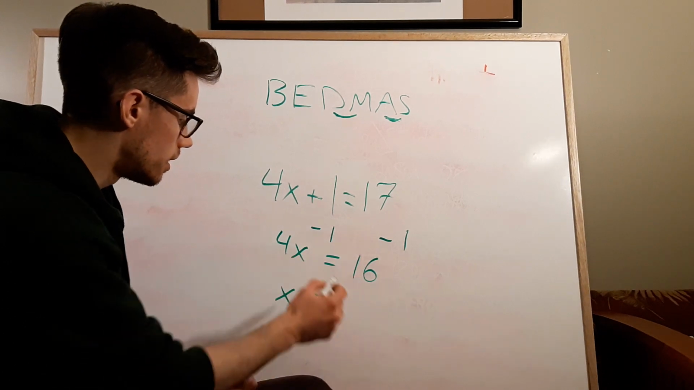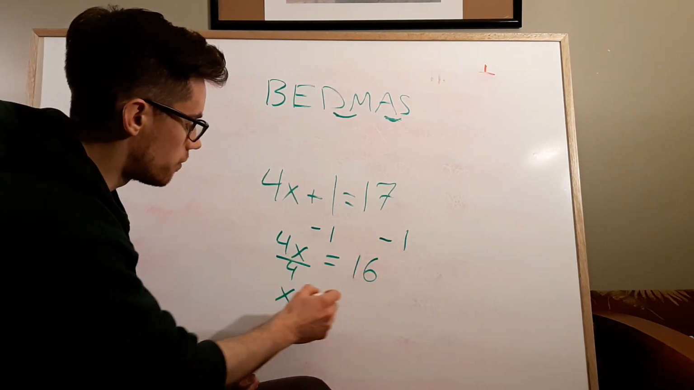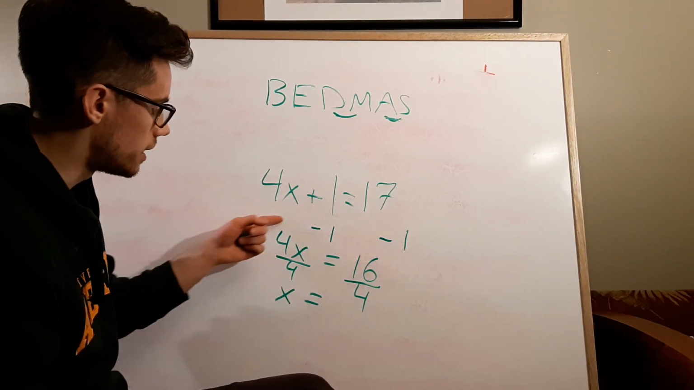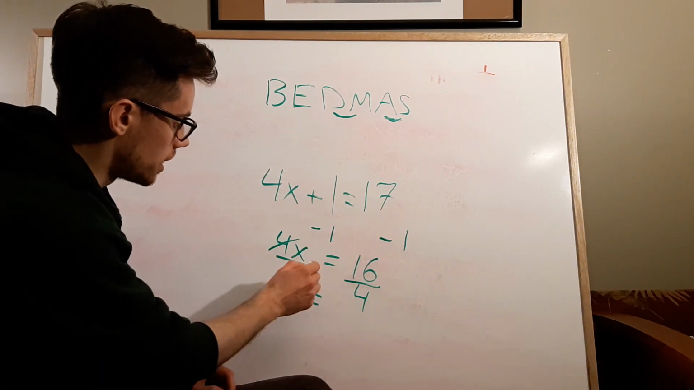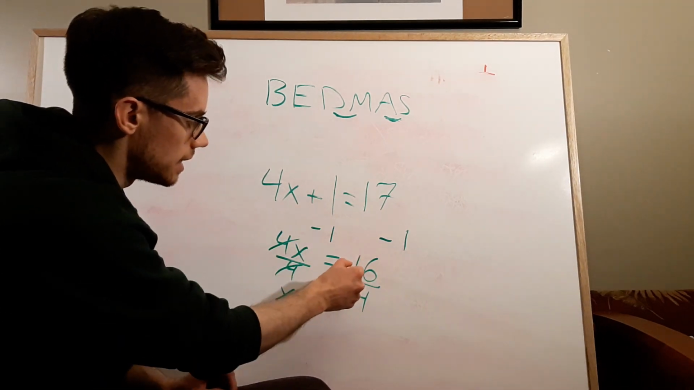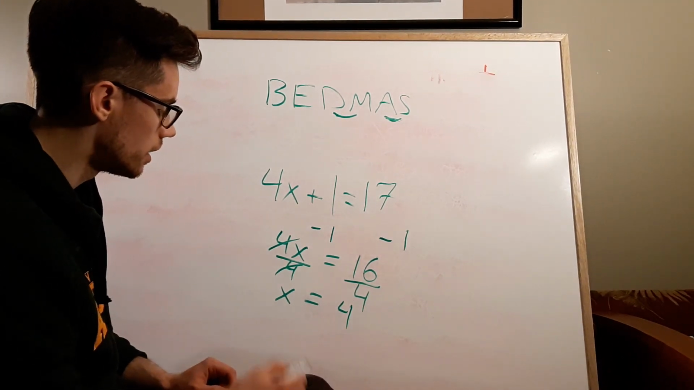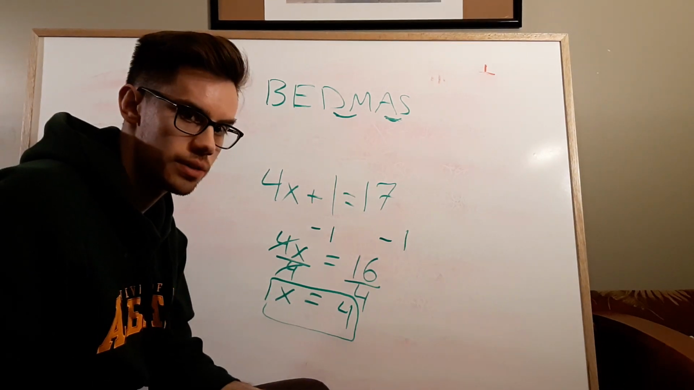And from here, all I have to do is undo this multiplication by 4. I'll divide by 4 on this side. I have to do the same on the other side. I've divided this side by 4. That gets rid of this multiplication, and I'm left with just x. And then 16 divided by 4, that's just 4. So my answer should be x is equal to 4.